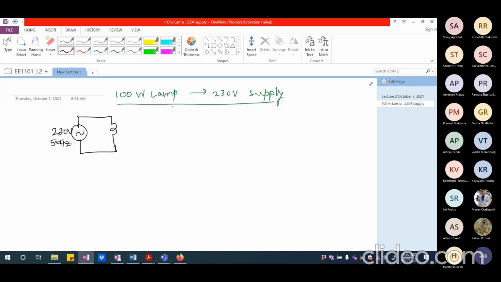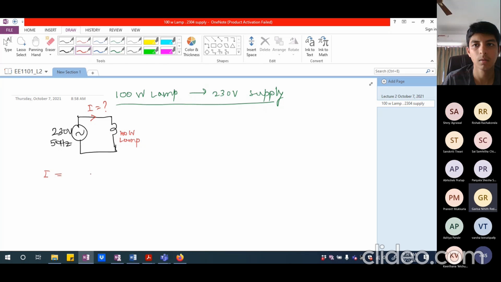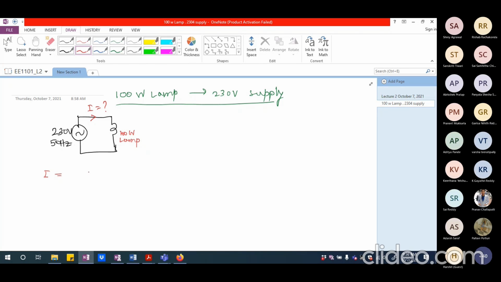If I am having only a 100 watt lamp, I should be able to calculate the current. If I want you to calculate the current that is flowing through this 100 watts lamp, how will you do it? How will you calculate the current? Power equal to VI. Power equal to VI, exactly. So you are going to say that this is essentially V multiplied by I. So how will you calculate I? That's what I'm asking. V by V.